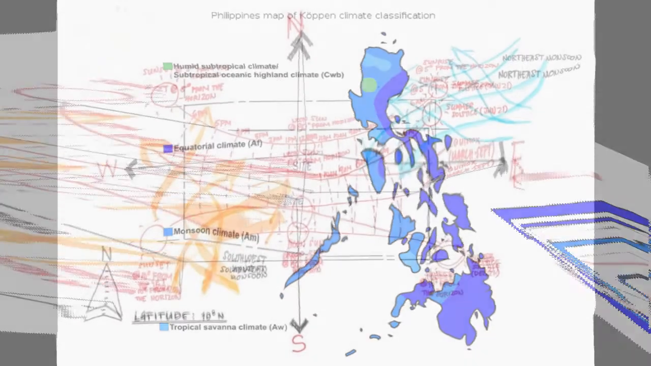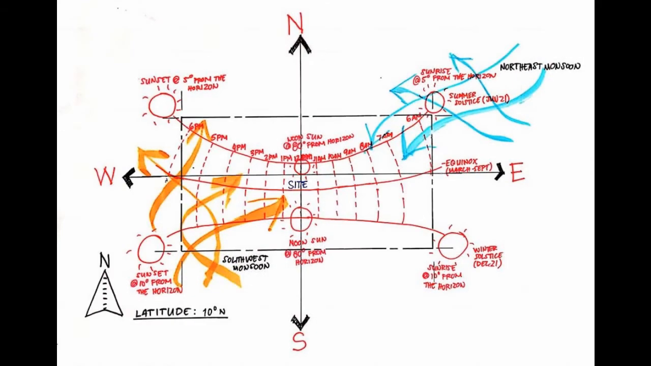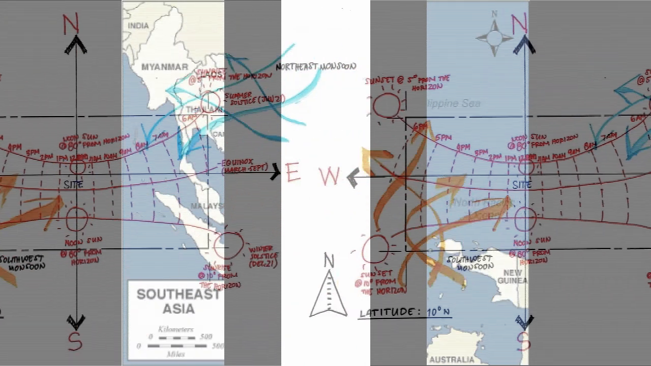111.4 inches per year. General prevailing winds within the region are northeasterly or amihan, which happens during the months of October to February. Easterly from March to May due to the Pacific trade winds, and southwesterly or habagat during the months of June to September.